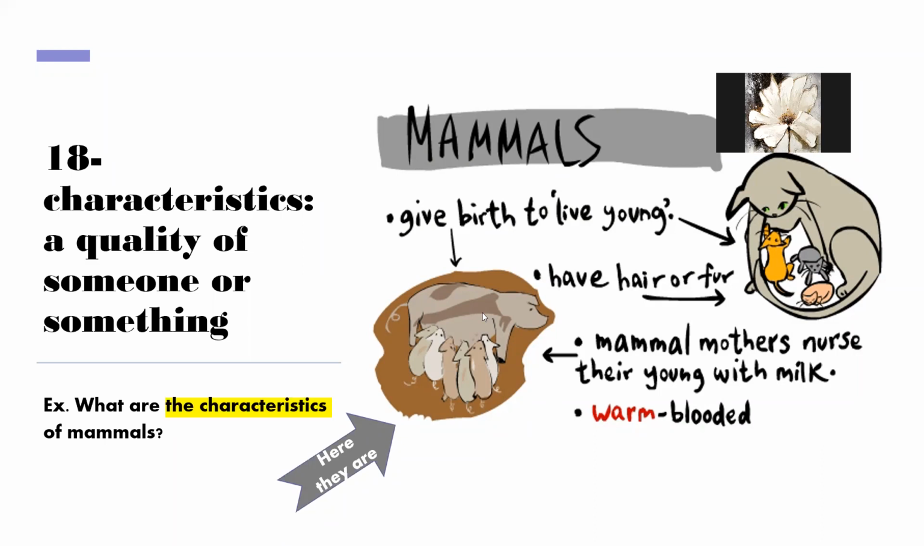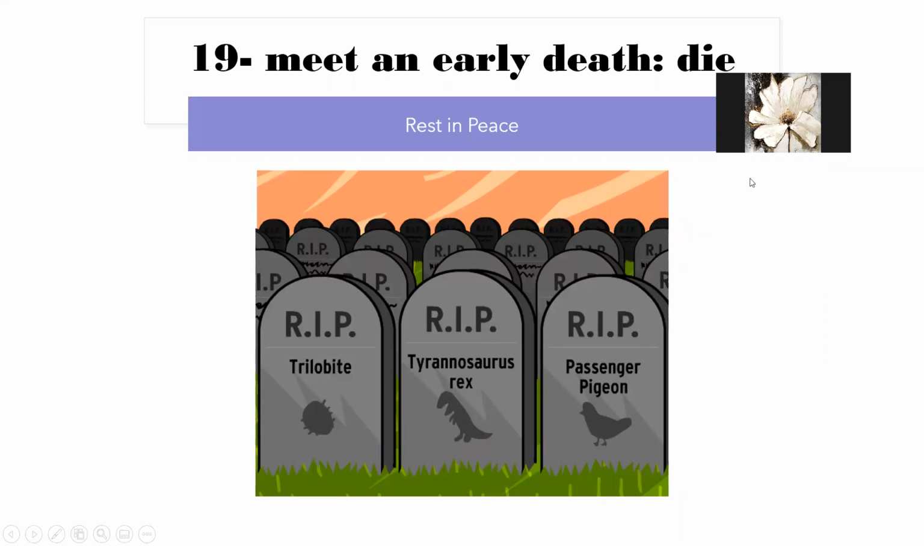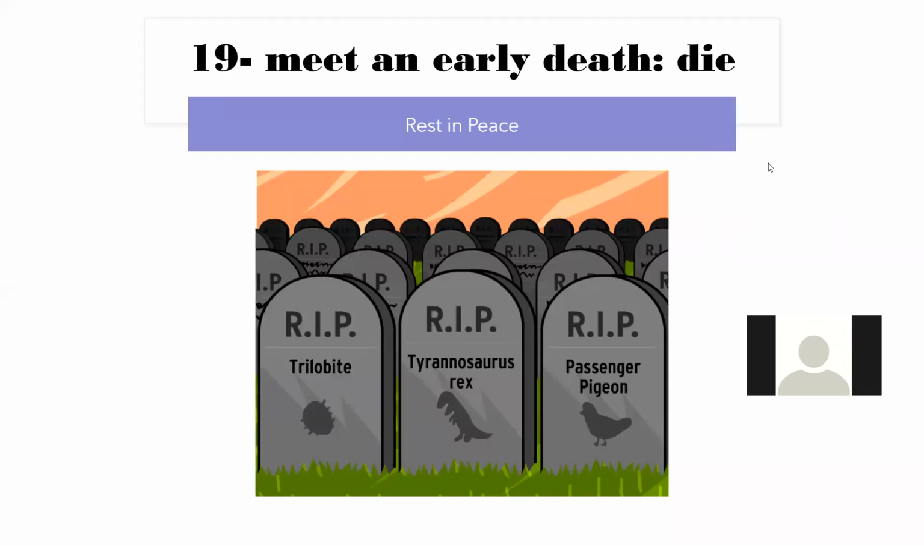Okay, the next word is this expression. Once I say "Rest in peace," the dinosaurs met an early death, it means they died. That's it. So this expression means die. Meet an early death means that they died. Like here you see that the dinosaurs, they are dead. As you see here, "Rest in peace" means that they are already dead. So meet an early death means die.